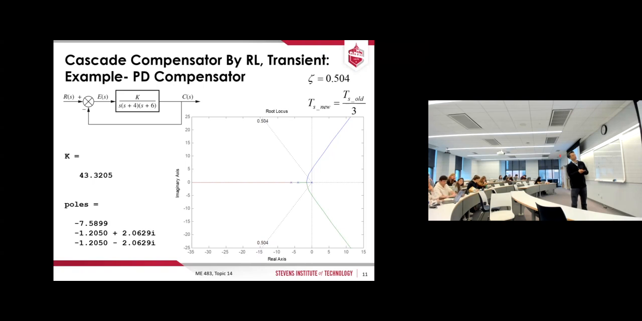And poles are, one is here, that is 7 point something, so that's non-dominant. Dominant poles are here. Dominant poles are those that are closer to the j omega axis. So that's negative 1.2 plus minus j2. That's that point, okay.